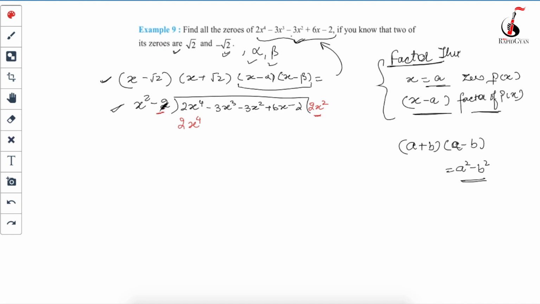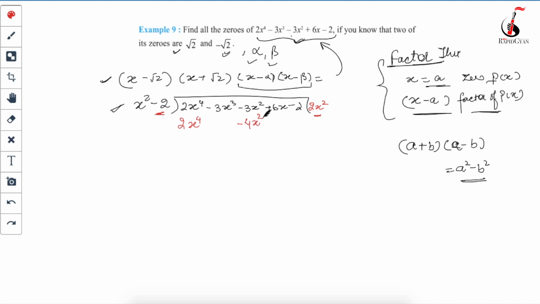So what will you get? Minus 4x square. So I will write minus 4x square. Might be a few of you are thinking why I have written minus 4x square over here, not here. Because see beta, we will have to match the power of x, when I multiply 2x square with x square, and 2x square with minus 2. What is my answer? My answer is minus 4x square.